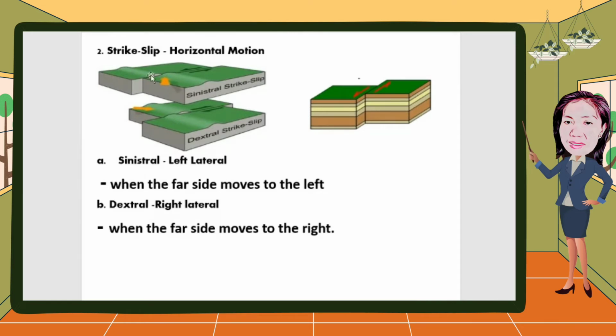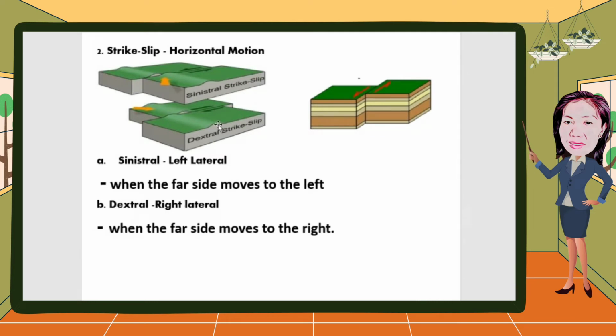So ito na example is an example of left lateral. See? At first, pantay pa yan sila. Then later on, since nag-move siya sa left, nagiging ganito na ang formation niya. So this model or illustration shows a left lateral or we call it sinestral strike slip. This picture also shows that a far side or far plate moves to the right. So meaning this illustration or model shows a right lateral. The other name for right lateral is dextral. So we'll say that dextral strike slip.